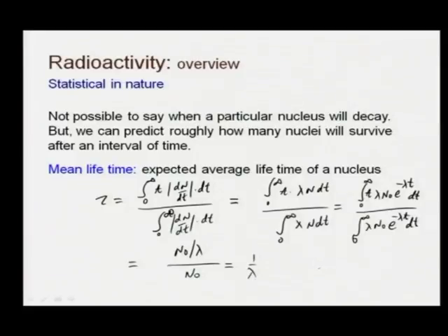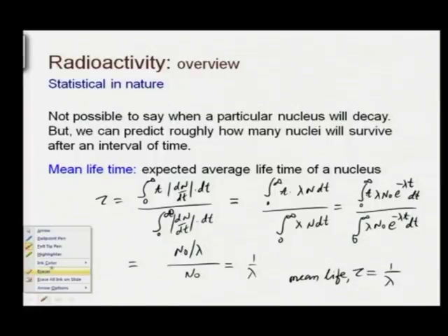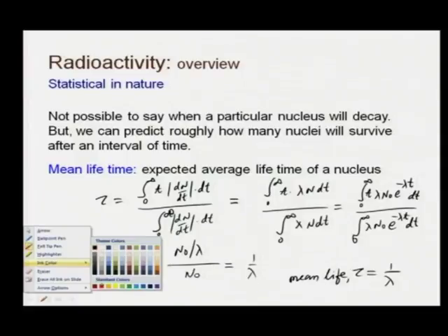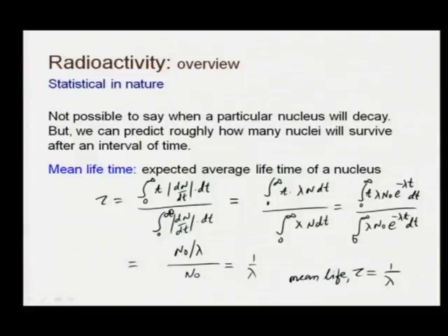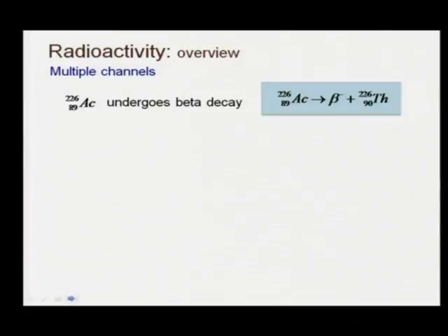So, we can say the mean lifetime tau is equal to 1 over lambda, right. So, this is the inverse of the decay constant. Now, let us look at some other thing.